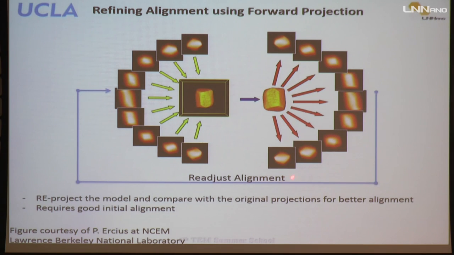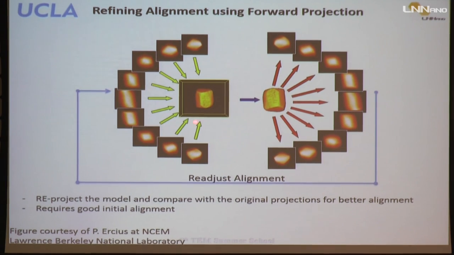So when you back project, all the others will be very consistent with the measured projections, but one misaligned one will be different. So if one projection is slightly misaligned, it can be identified by doing back projection and further refined. So this back projection method can give even better alignment, but you have to start with a good initial alignment. If the initial alignment is bad, then this one doesn't work because they will all move around.